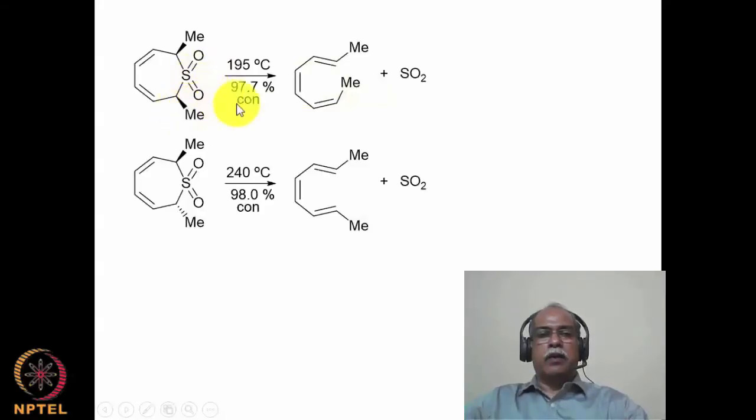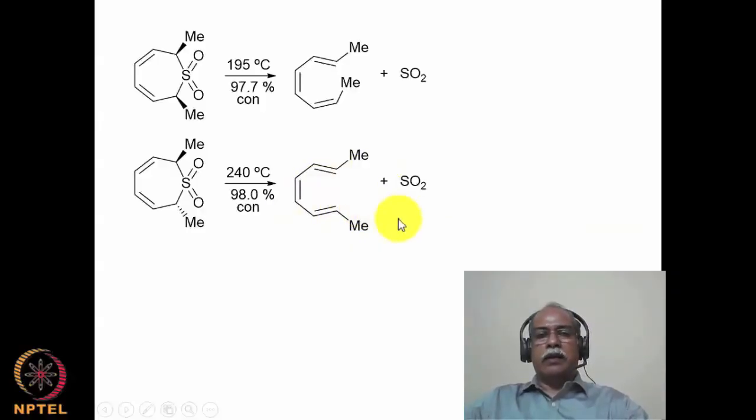This is occurring by a conrotatory process involving a twisting of this carbon-sulfur bond and this particular carbon-sulfur bond, resulting in the formation of this particular product. On the other hand, if you take the trans-dimethyl derivative of the higher homologue, which is shown here in the bottom, that undergoes decomposition at a higher temperature, again in a highly diastereoselective manner, resulting in the formation of the EZE isomer of the octatriene product, which is this particular product. So the reactions are highly diastereoselective.